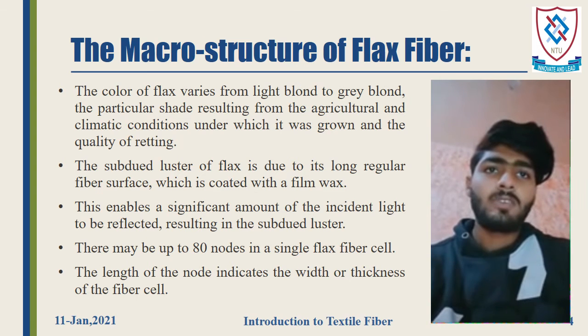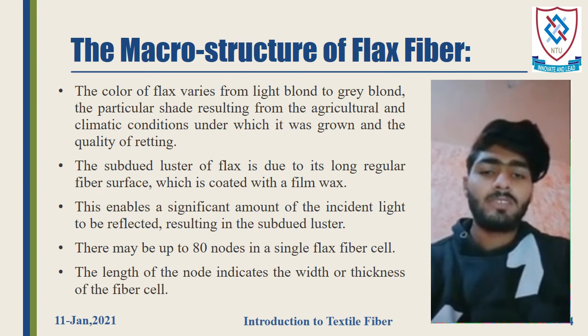There are some nodes, about 80 to 90 nodes on a single flax fiber cell, and these nodes indicate the width and thickness of the fiber cell.